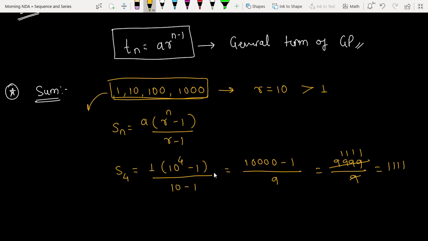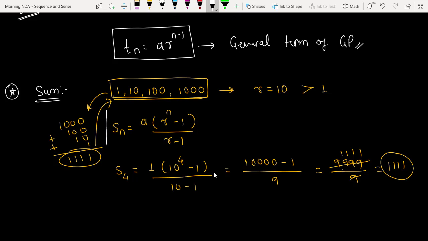If you do calculations orally, what is the addition here? 1000, 100, 10 and 1. What is the addition? Orally, it is nothing but 1111. See here, if you do addition orally or if you go with the formula, both the answers are same. It means the formula we have written is absolutely correct and it is applicable for any n.